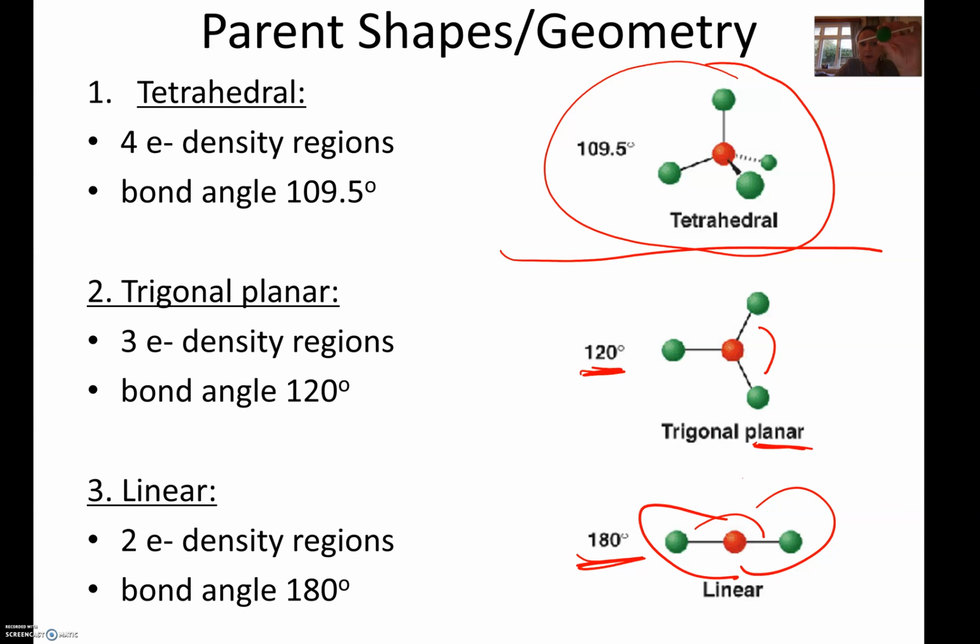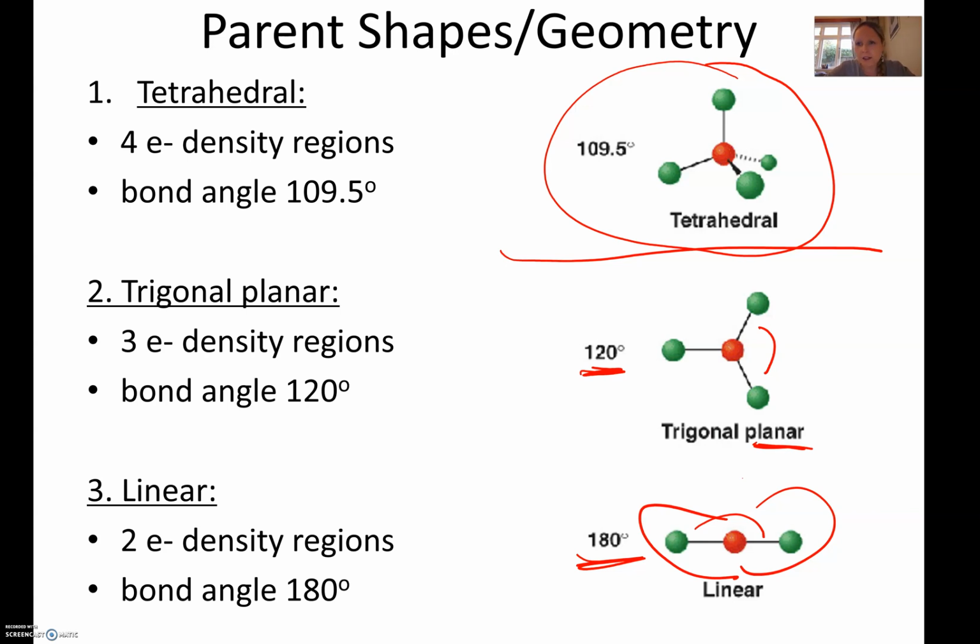There's no easy way around it, folks. You have to memorize these names. So you have to learn that tetrahedral has 4 electron density regions, trigonal planar has 3 electron density regions, and linear has 2 electron density regions. And we're going to do various activities to help consolidate that for you. But that's the first lesson.